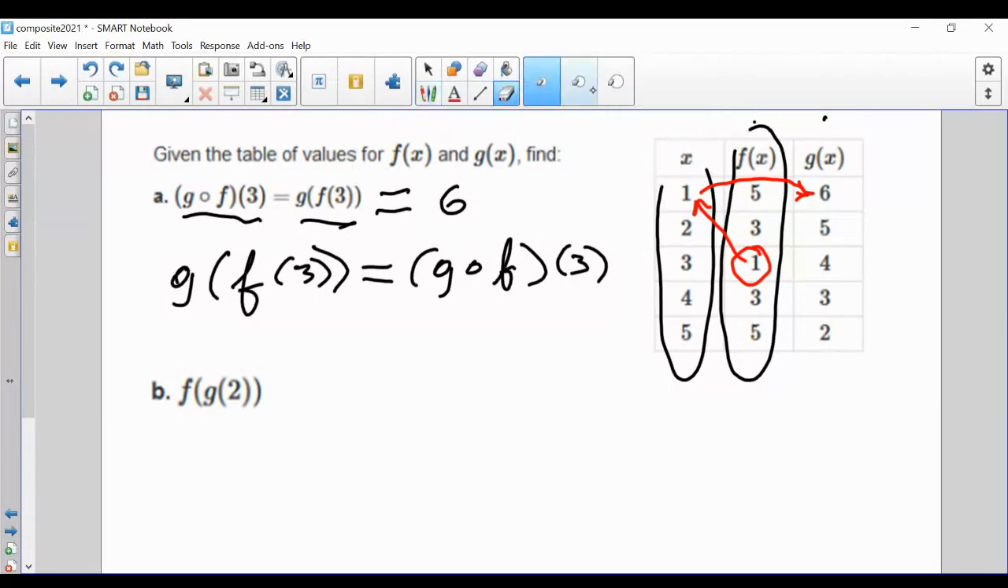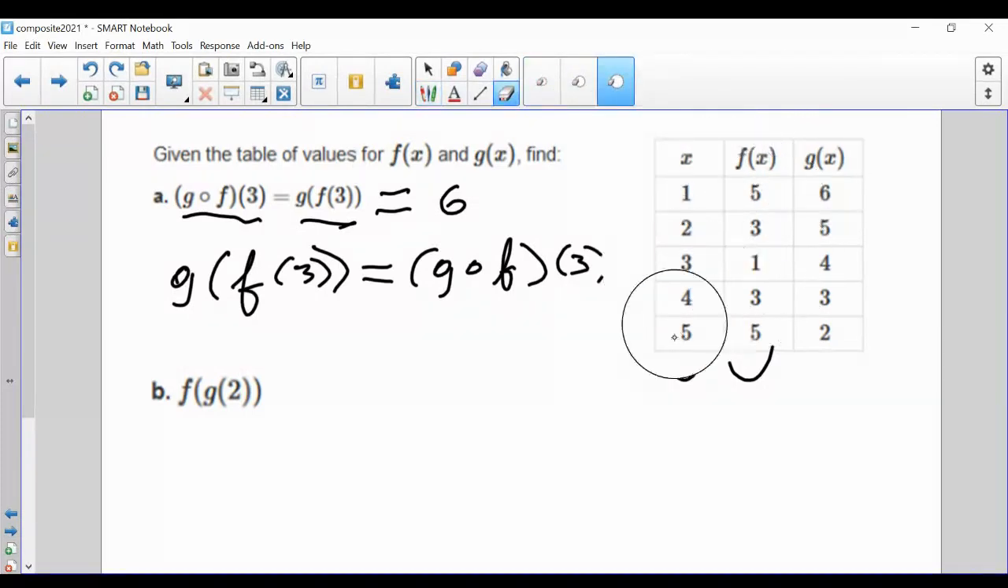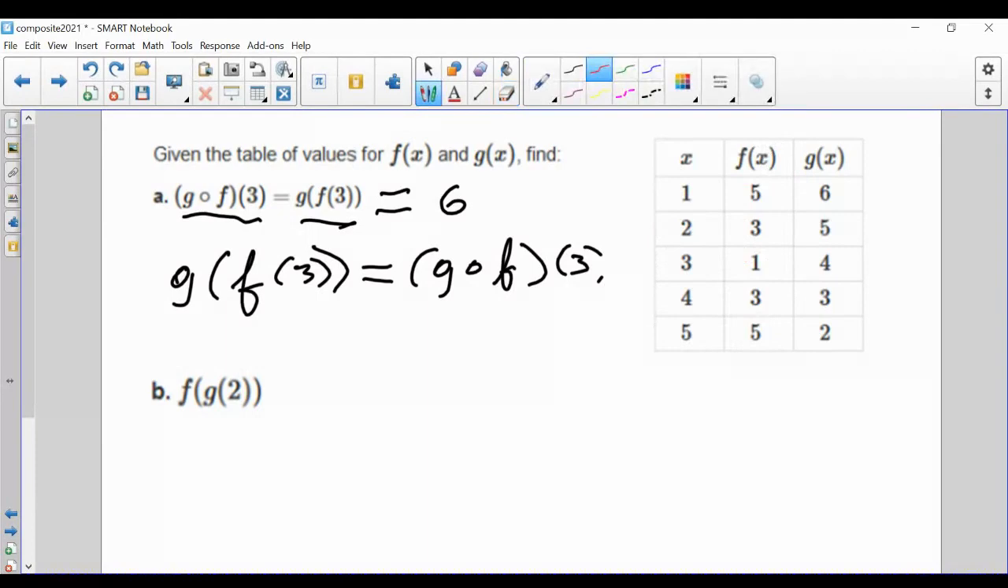Let me erase this again. I'm starting off with the 3. It takes me to the 1. I take that 1 back to the x column. And then that x column eventually leads me to the result over here. So that's first of all what we're saying. Let me see if I can answer Edmund's question now.